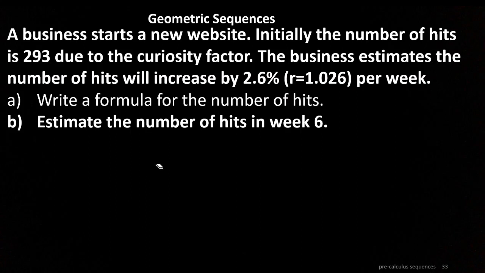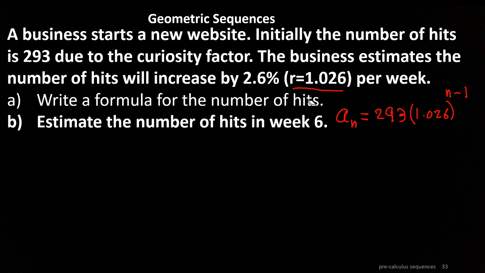All right, business starts a new website. Initially, the number of hits is 293 due to curiosity factor. The business estimates the number of hits will increase by 2.6%. Again, that means R is 1.026 per week. Write a formula for number of hits. Well, that's easy. A sub n would be, what's A sub 1? 293, because we start with that, right? And then R, which is 1.026 to the power of n minus 1. That's the formula.